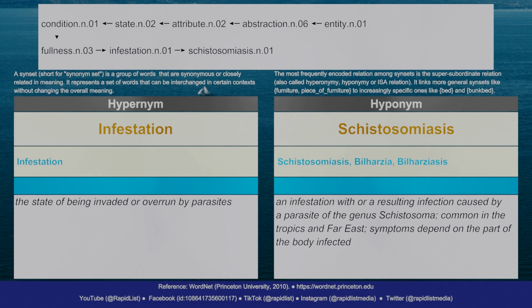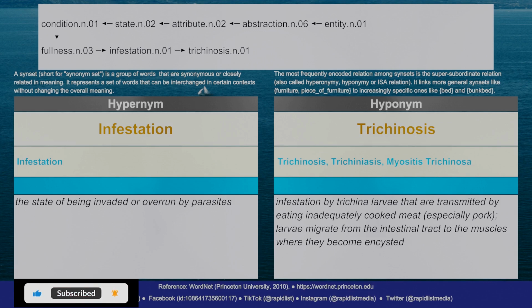Schistosomiasis. An infestation with or a resulting infection caused by a parasite of the genus Schistosoma, common in the tropics and Far East. Symptoms depend on the part of the body infected. Trichinosis. Infestation by trichina larvae that are transmitted by eating inadequately cooked meat, especially pork. Larvae migrate from the intestinal tract to the muscles where they become encysted.